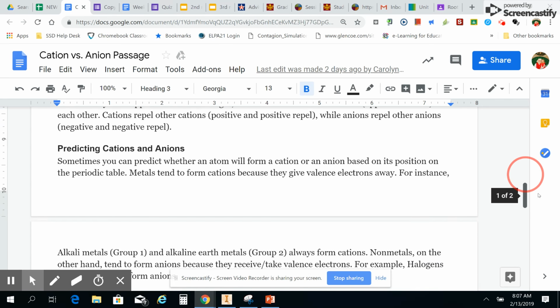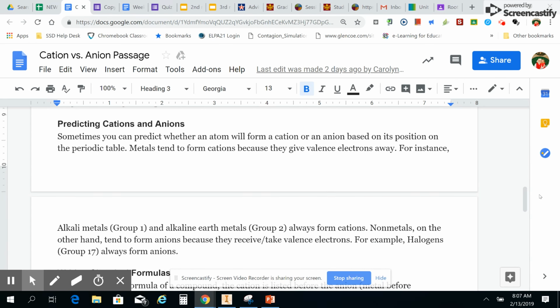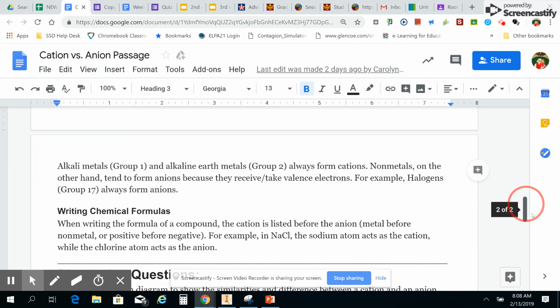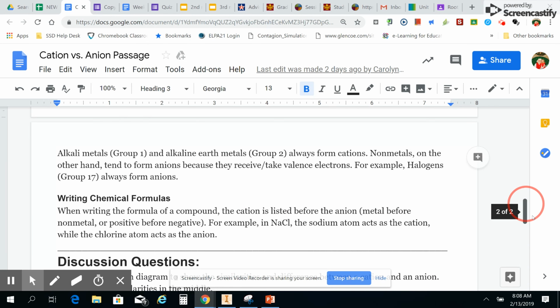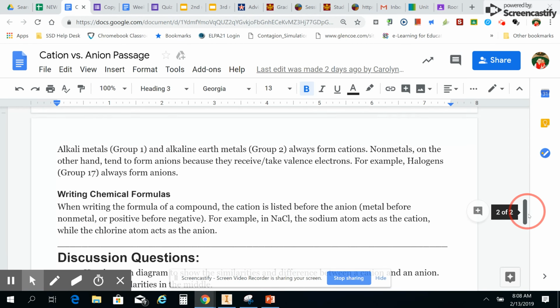Predicting cations and anions. Sometimes you can predict whether an atom will form a cation or an anion based on its position on the periodic table. Metals tend to form cations because they give valence electrons away. For instance, alkali metals, group 1, and alkaline earth metals, group 2, always form cations. Nonmetals, on the other hand, tend to form anions because they receive or take valence electrons. For example, halogens, group 17, always form anions.